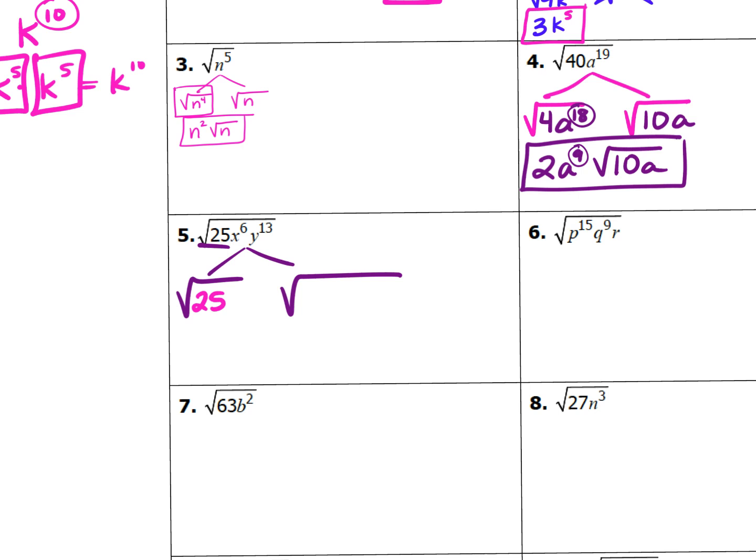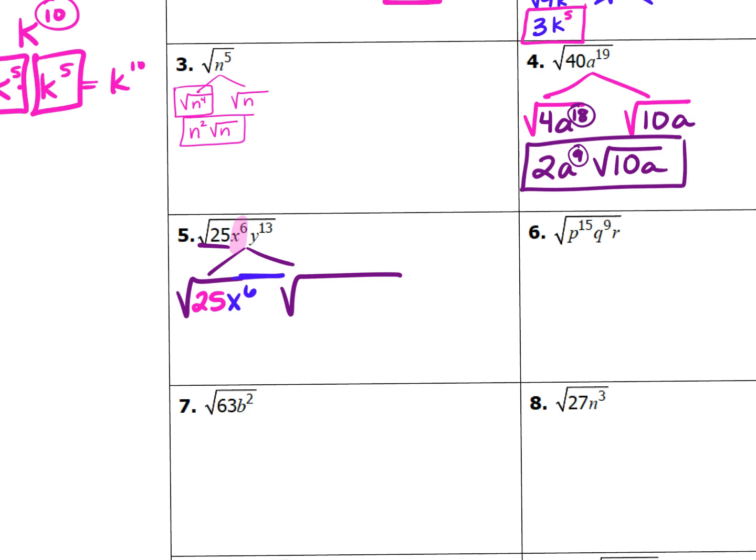Then look at your x's. You have x to the 6th power. Can you take the square root of x to the 6th? Yes, it is divisible by 2, okay? So we're going to put that whole thing, x to the 6th, on the perfect side, which means there are no x's on the other side.